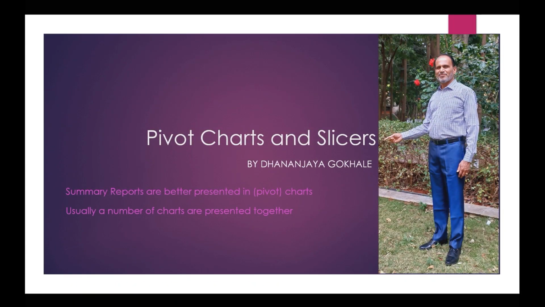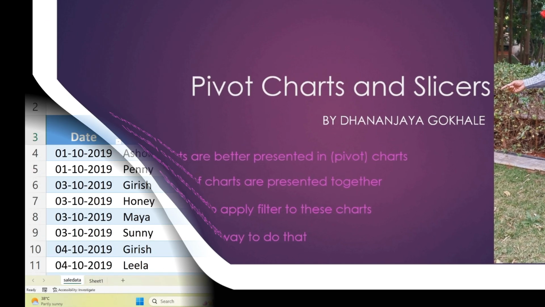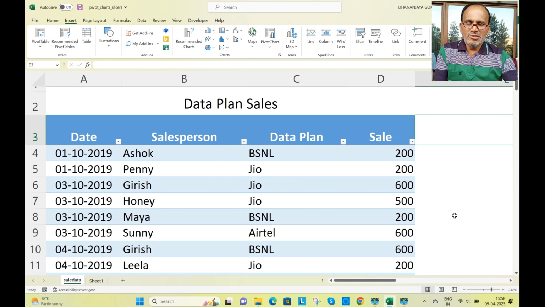Also, to have more possibility of seeing the same data in different ways, we may need to apply a filter to these. Now, slicers provide a wonderful way to achieve this. Hi, in this video, we'll see how we can make pivot charts and apply filters to them by using slicers.